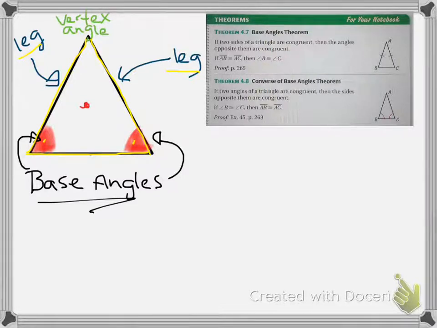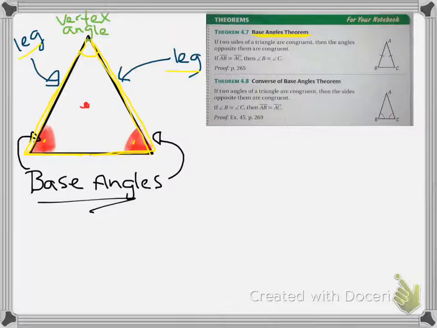So base angles are formed by one leg and the base of a triangle. Same thing for the other: one leg and a base. This angle up here we're going to refer to as our vertex angle. So that brings us to our learning target for tonight, which is the base angle theorem, which says if two sides of a triangle are congruent, then the angles opposite them are congruent.